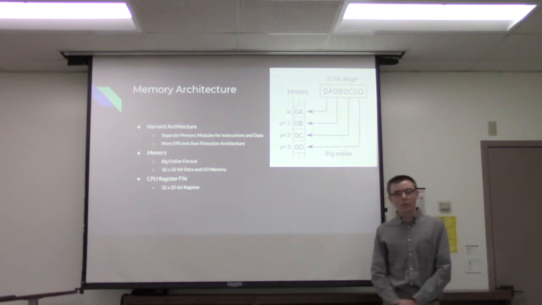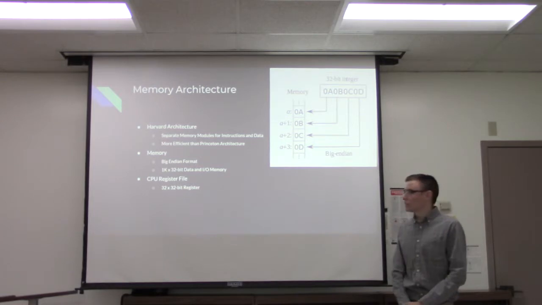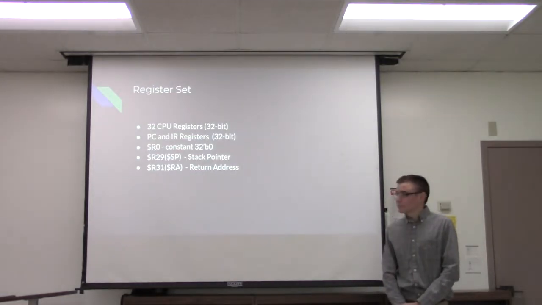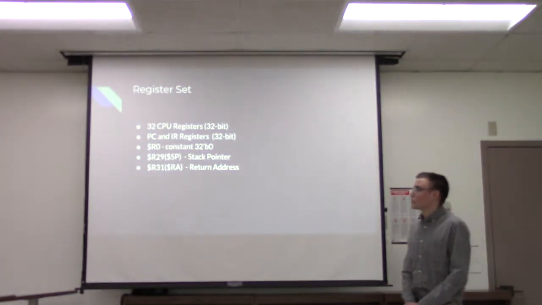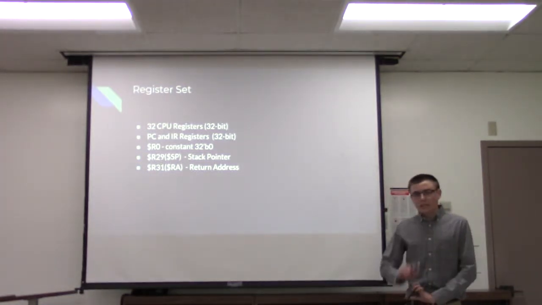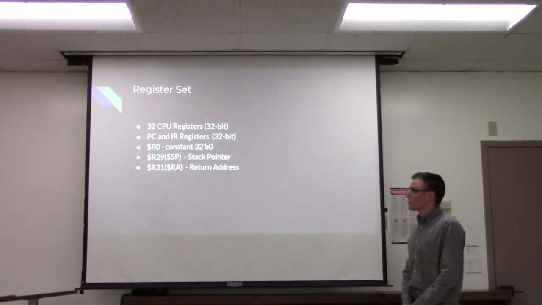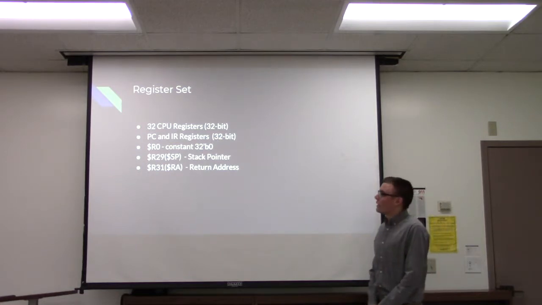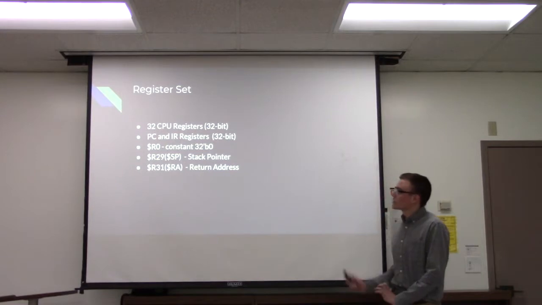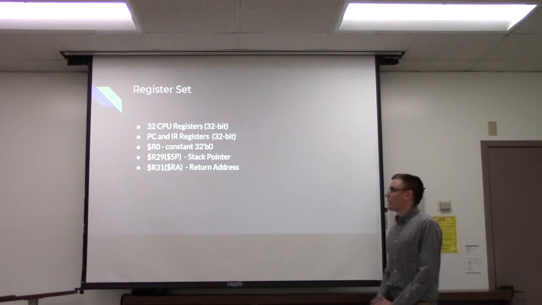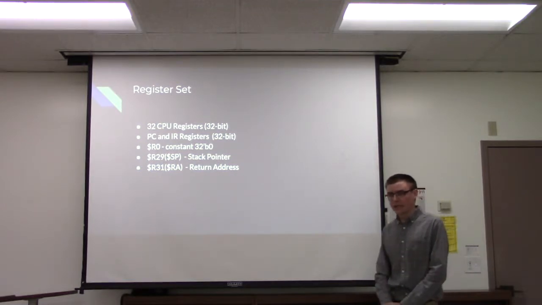And our main CPU register file is 32-bit data values. So our register set that we've gone over before, we have 32 CPU registers. PC and I registers are not used by the programmers, but we just want to include them, that we do use those registers. And then we have our R0 as our constant 32-bit zero value. We have our stack pointer, which again points to the stack, and we have our return address, which is used for coming back from interrupt when we don't use a stack pointer, and then our jump and link.